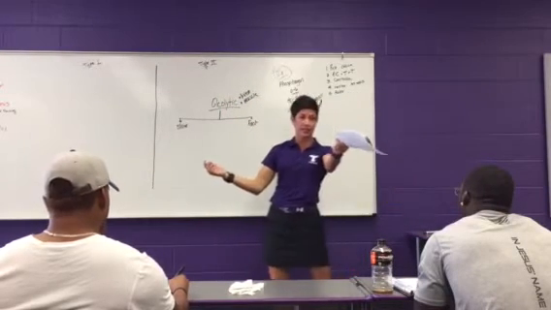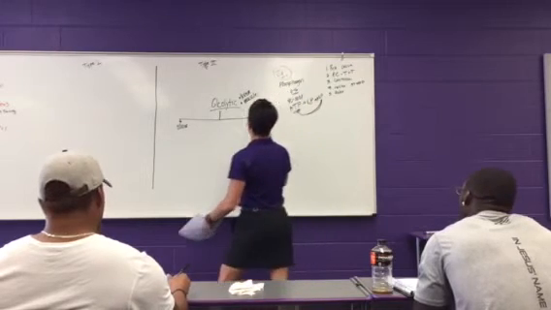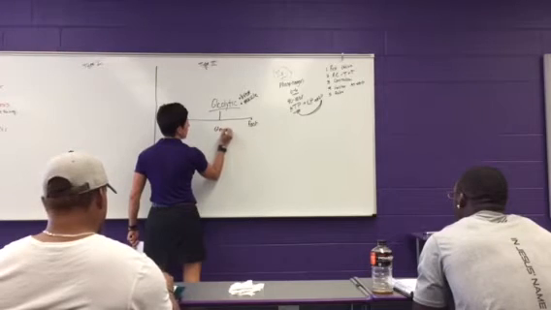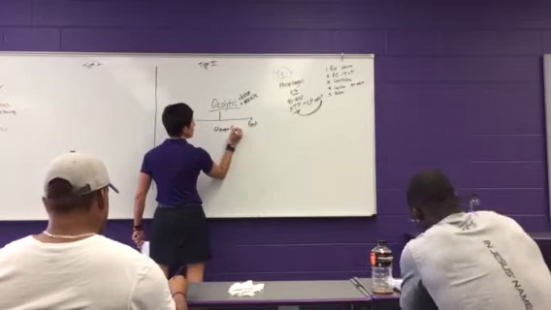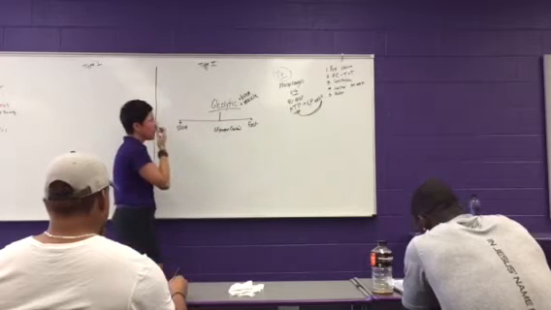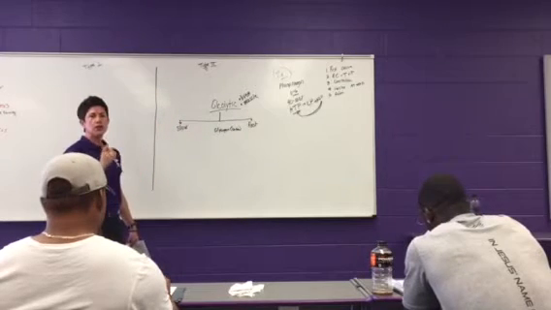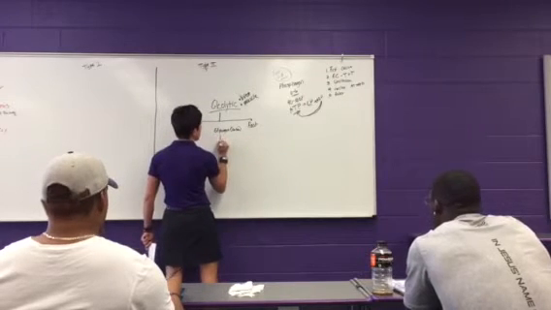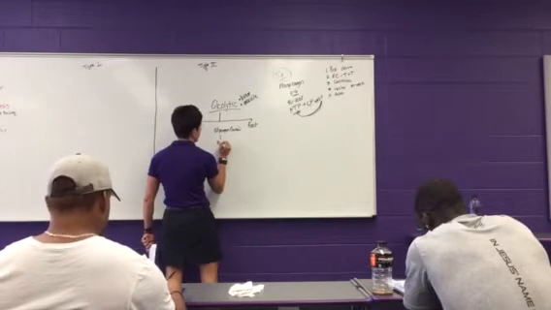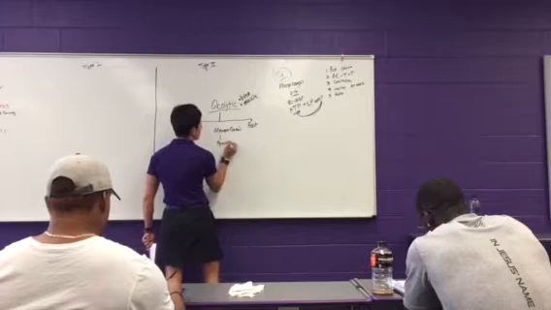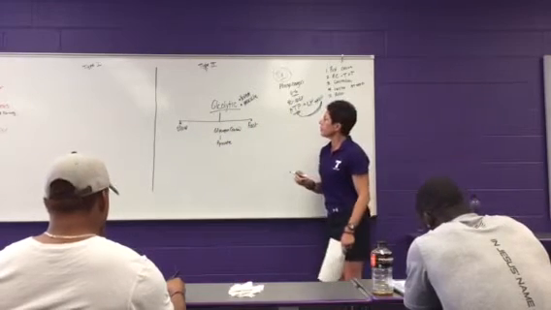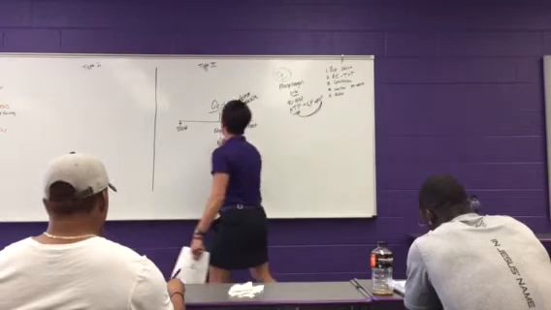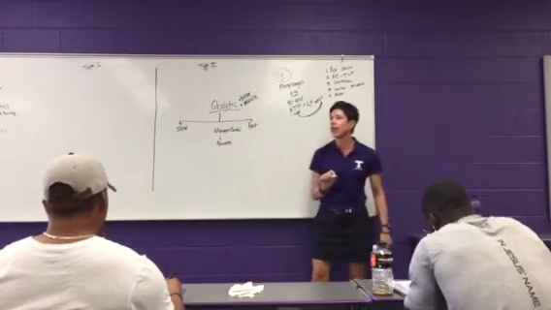Glycogen or carbohydrates. So here's what we need to understand. Whenever we burn glycogen or carbs, we end up getting 2 different things. The first thing that we end up getting is this stuff called pyruvate. So whenever you burn glycogen, you get pyruvate.